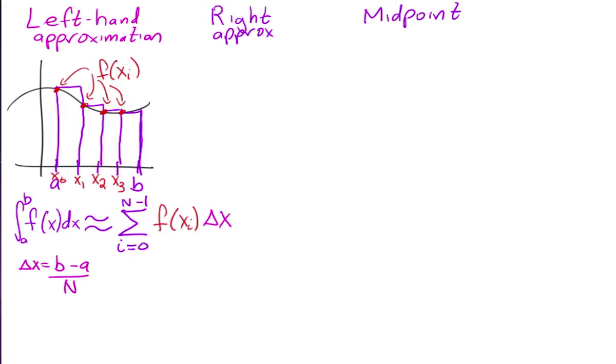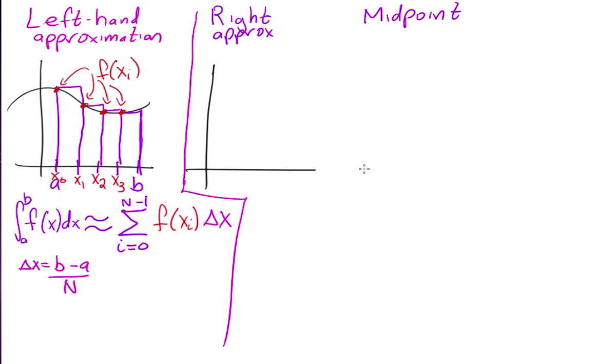Okay, so let's see here. Now, if I'm going to do a right approximation, should I do it on the same one? No. Okay, let's do another little mini picture. We'll do the same picture, A, B, with the same 4 steps, but this time it's the right-hand approximation. So we go up and then back.